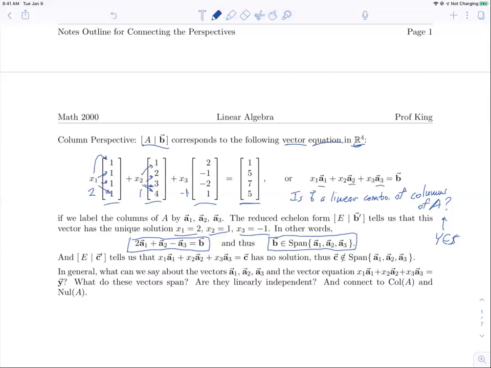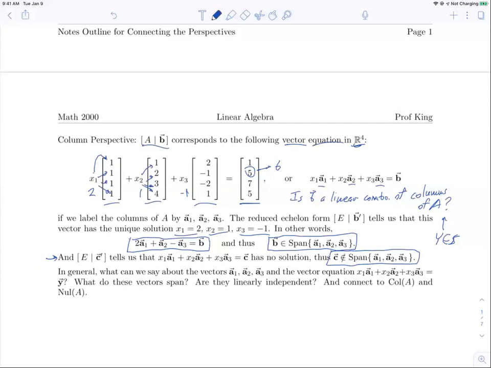Similarly, if we change this 5 right here to a 6, then that's the case where we've augmented with the vector C, and we saw that was inconsistent. So it's impossible to generate the vector C, 1, 6, 7, 6, as a linear combination of these 3 columns. So C is not in the span of A1, A2, and A3.